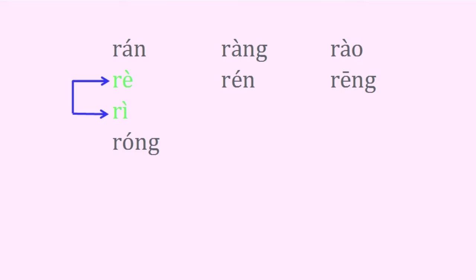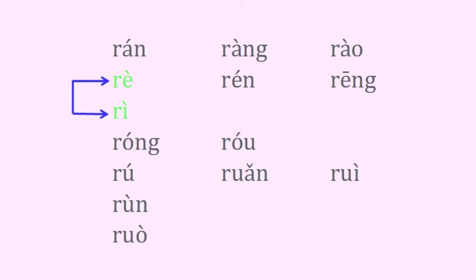RONG is pronounced as rong. ROU is pronounced as ro. RU is pronounced as ru. RUAN is pronounced as ruan. RUI is pronounced as roi. RUN is pronounced as run. RUO is pronounced as ruo.